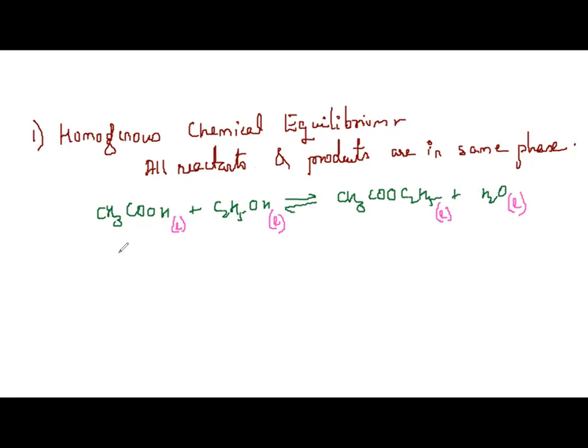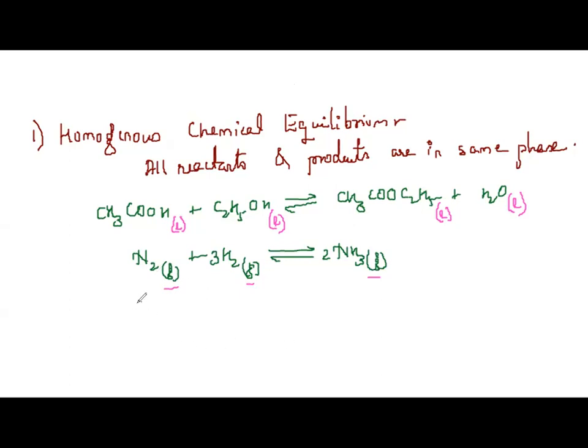Take another example, the manufacture of ammonia by Haber's process. N2 gas reacts with H2 gas in a reversible reaction at high temperature and pressure. We get ammonia in the gaseous state. Balance this reaction: I will write 2 here, and here I will mention 3. If you look at this reaction, both the reactants and the product are all in the gaseous state.